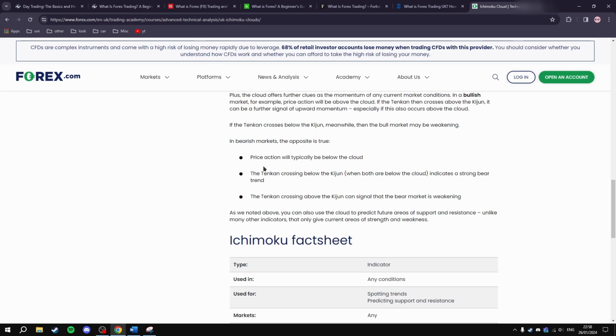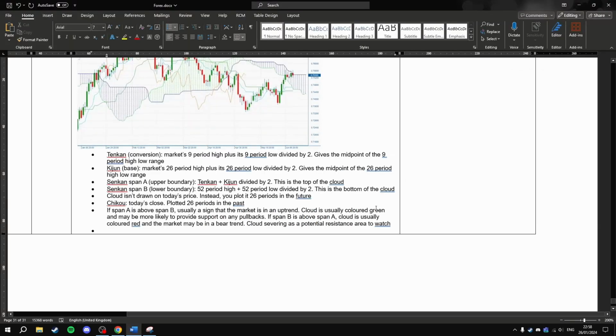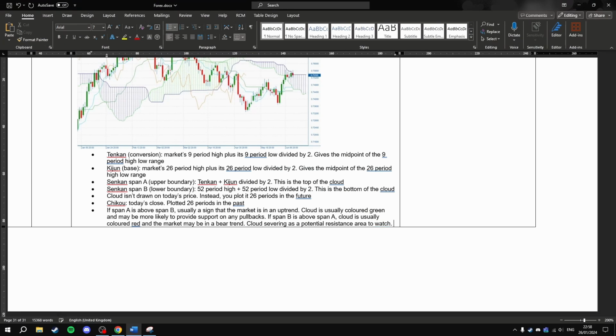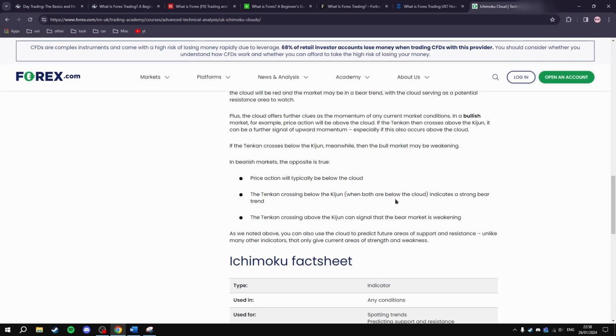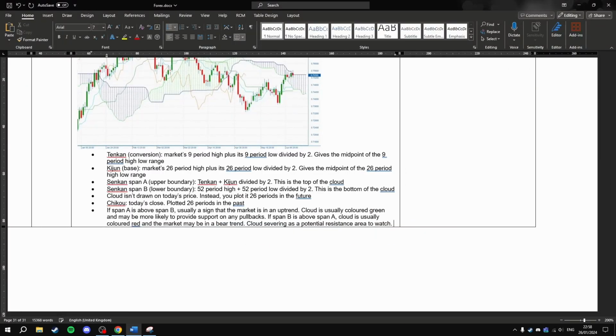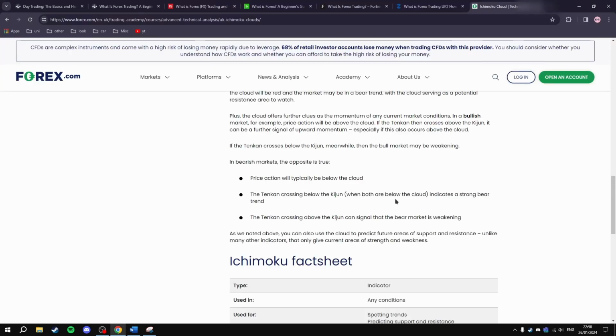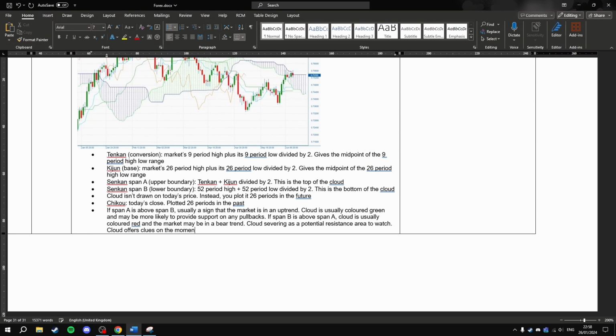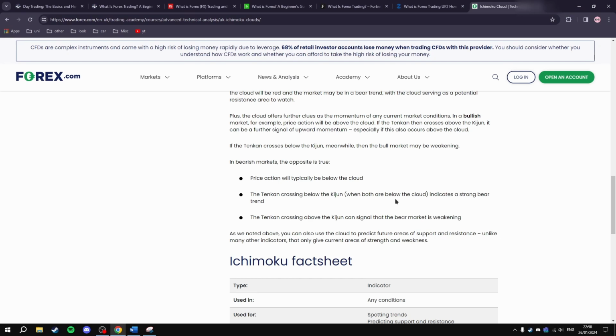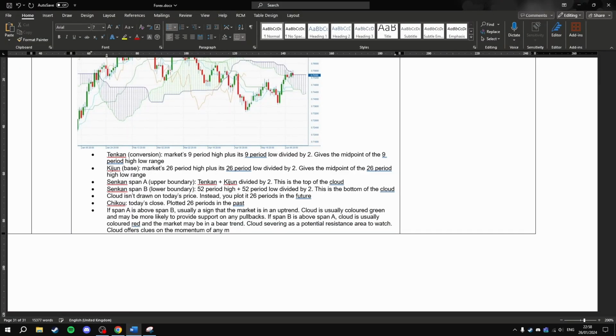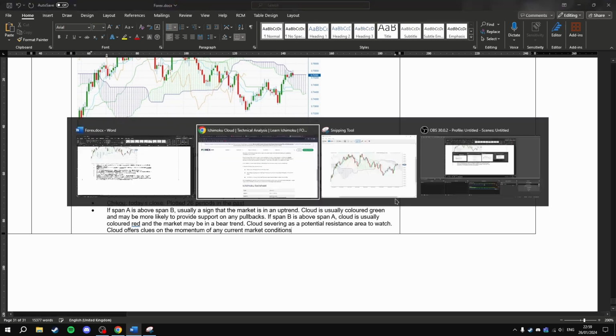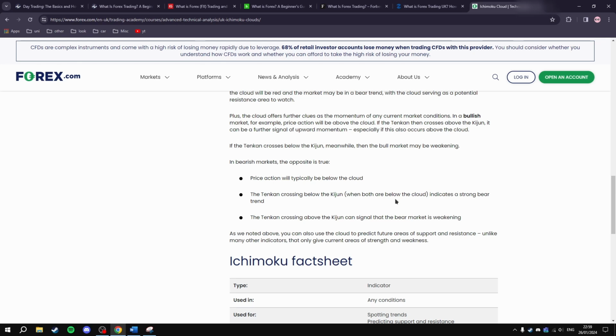Plus, the cloud offers further clues on the momentum of any current market conditions. In a bullish market, for example, price action would be above the cloud.